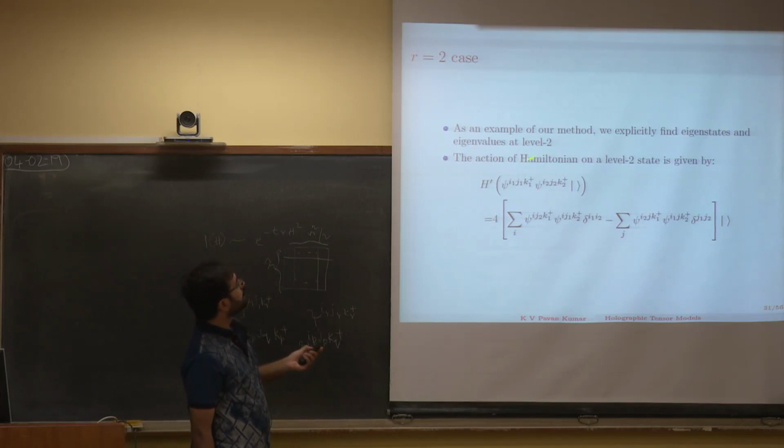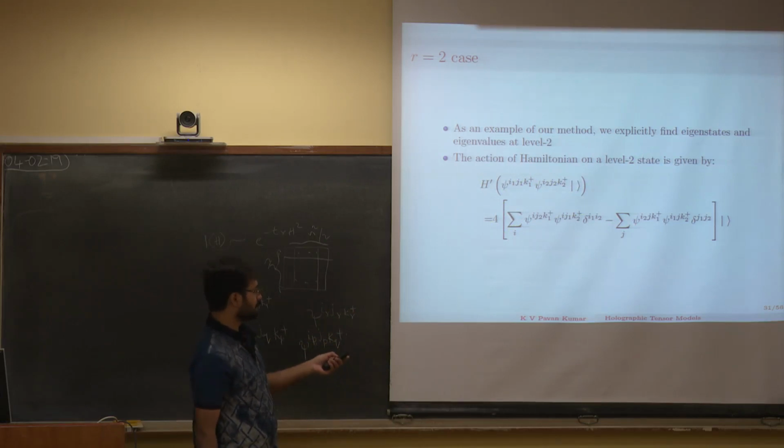Yeah, so we now construct the eigenstates at level 2. And here n is arbitrary, this is true for any n. And so the action of the Hamiltonian on this state is given by this. This is just a technical detail.